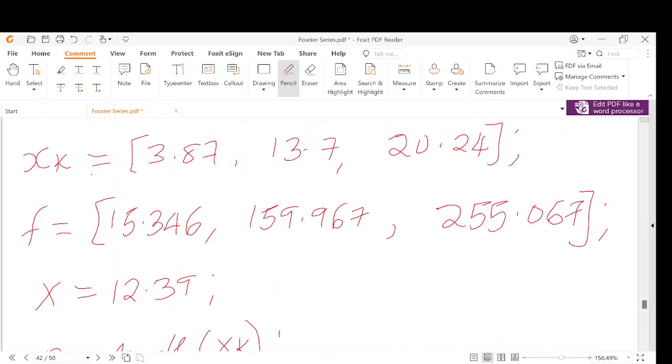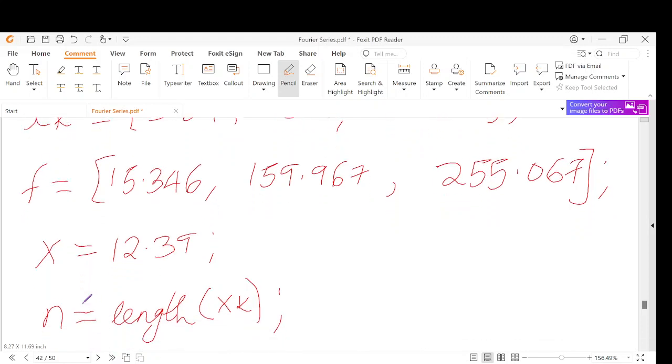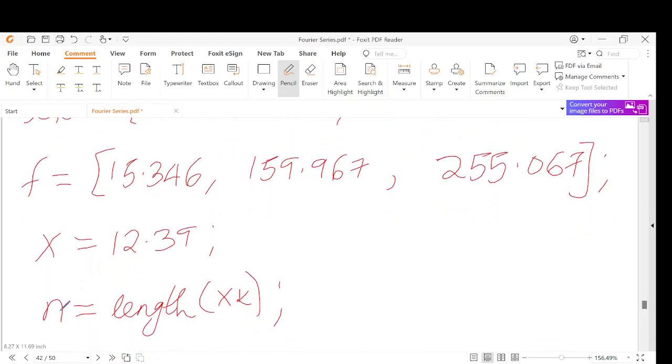So in this case, we have the set of data. The first step is to read the data for xk, f, and the x, the value at which interpolation is required. Then we need to know how many entries we have, n. n is equal to the length of xk. This will just count the number of entries. We can use the length of xk or the length of f. This is just the same.